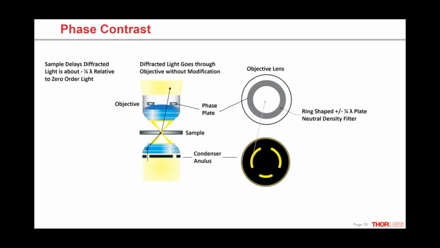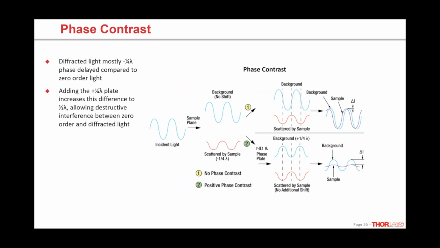This is opposed to diffracted light, which once diffracted at the sample, a fraction of which is collected by the objective, most of this light passes through the other areas of the objective that are not subject to the phase plate or neutral density filter. So what does this do for you? Well, this allows you to help increase contrast.